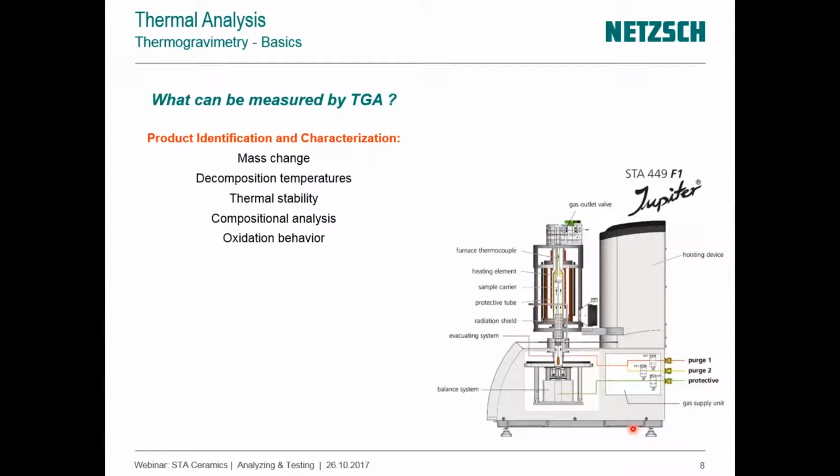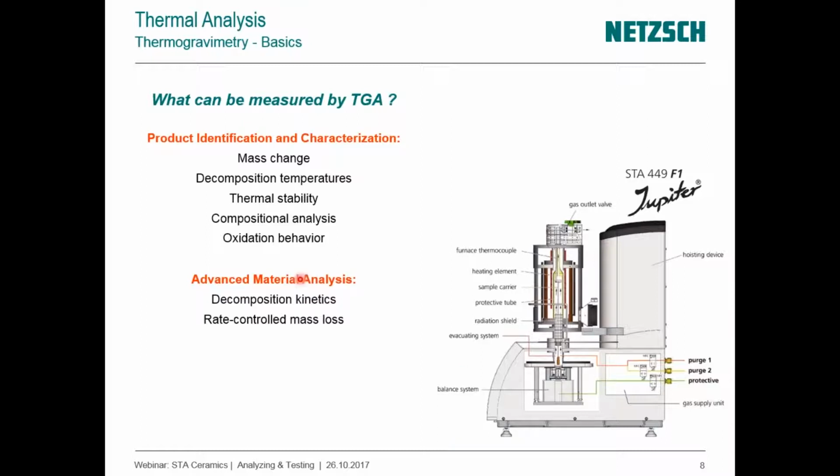So the next question is, what can we measure with TGA? What is the information we can get out of this kind of thermal analyzing technique? This is, I think, the most interesting part. We can analyze, of course, materials themselves. We can identify and characterize products by their mass change behavior. We can see, for instance, do we have water releases? Do we have hydroxide decompositions? Do we have decarboxylation reactions? And so on. Furthermore, we see the decomposition temperatures directly from these analyzers.